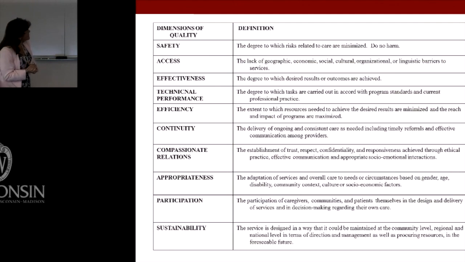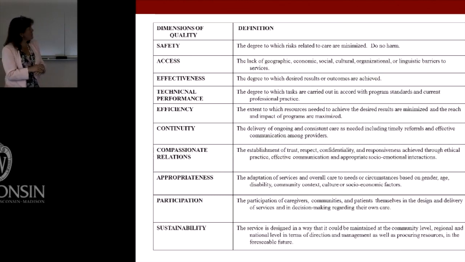And then compassionate relationships, very important. Trust, respect, confidentiality, responsiveness. So this becomes important for everyone, particularly important for vulnerable populations, for populations that might have a history of historically marginalized experience. It's going to be harder for them to trust the healthcare system. We have this as a challenge in the United States.